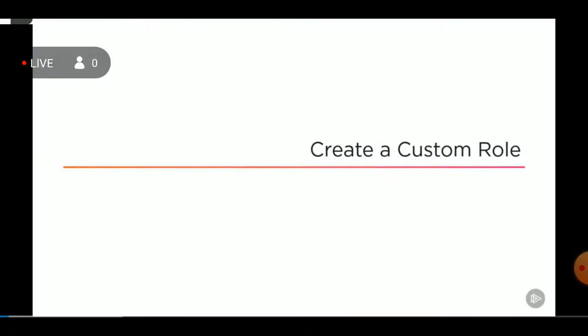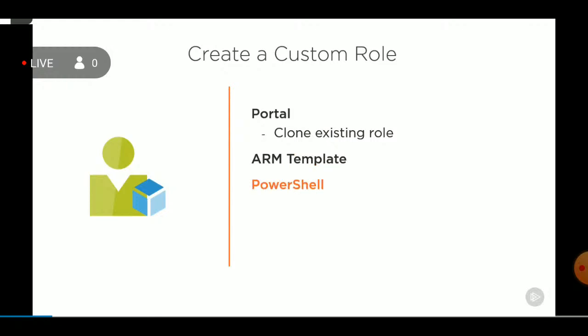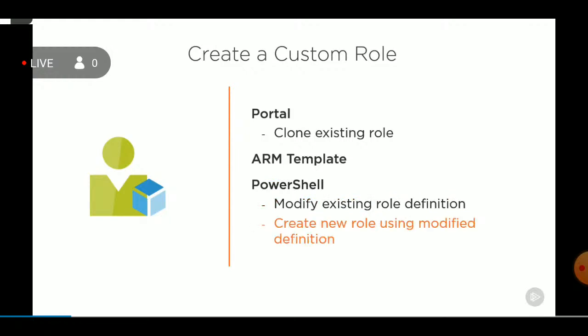So what if the roles don't fit what you need? Well, we can create a custom role. So to create a custom role, we have a few options. We can clone an existing role in the portal, or we can create from an ARM template. And then finally, we can use PowerShell, which is what I'm going to focus on here. Essentially, you're going to modify an existing role definition and then create a new role using the modified definition.